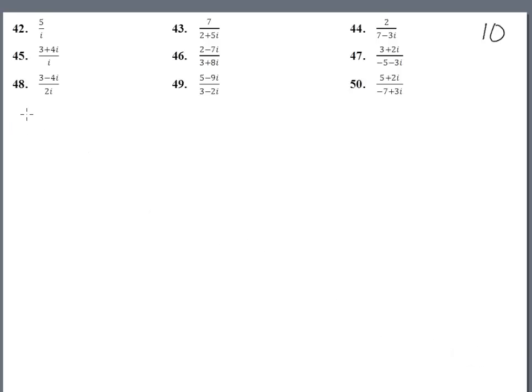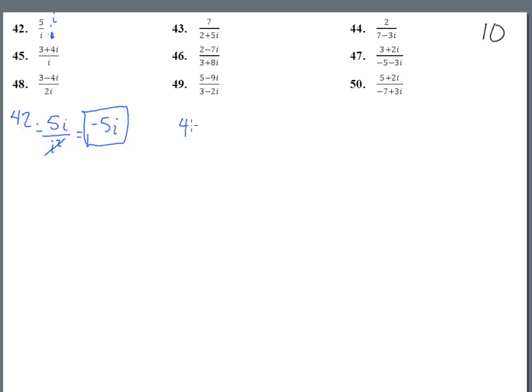Here we are with page 10, solutions to 42 through 50. Number 42, 5 over i. We can times by i, and i on the top, we get 5i over i squared, equals, that's just a negative 1, so a negative 5i.